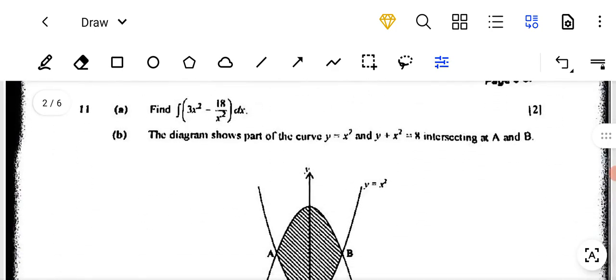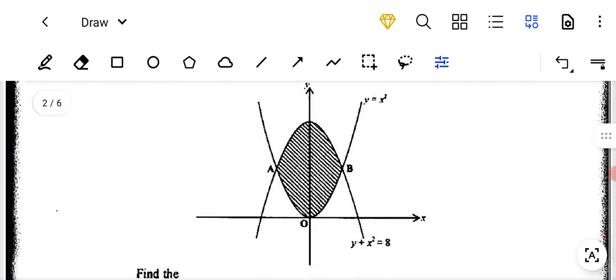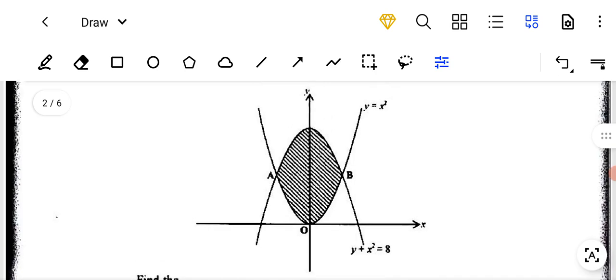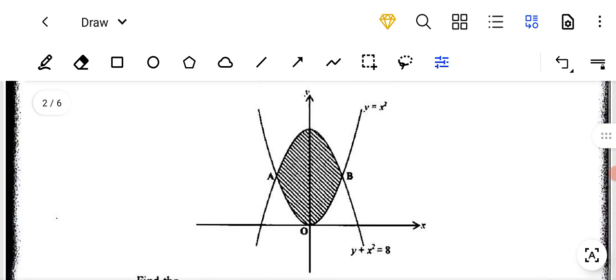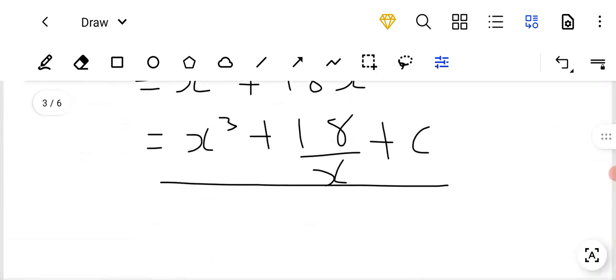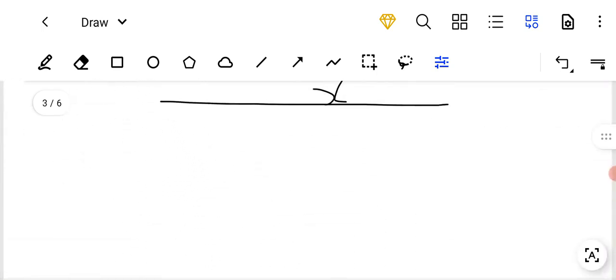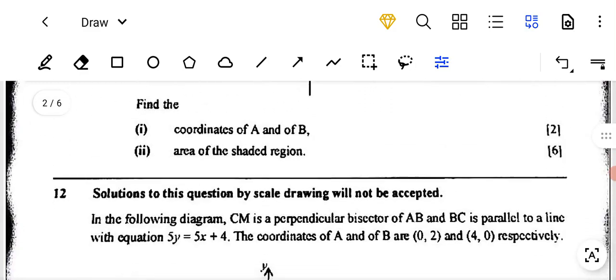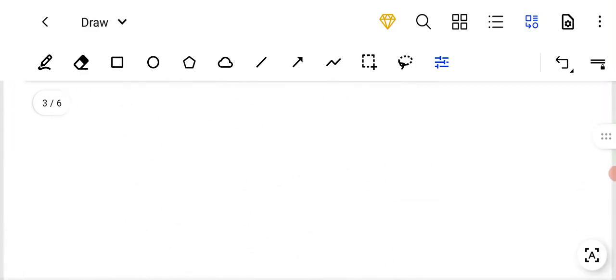Then you have B. The diagram below shows part of a curve y is equal to x squared, and y plus x squared is equal to 8, intersecting at A and B. Question B1 says find the coordinates of A and B, carrying 2 marks. So where the two curves intersect, you have the first one, y is equal to x squared, and then y plus x squared equals 8. So this is question 11B1.